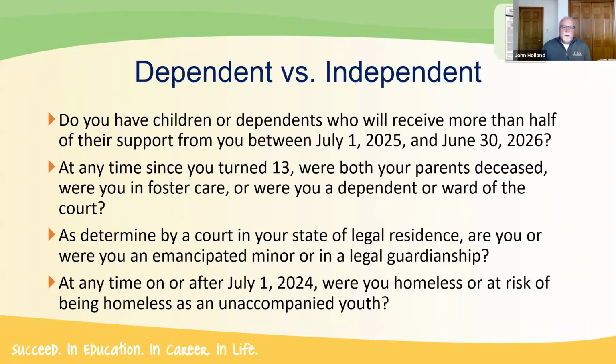So again, if a student could answer yes to any one of these questions, then their parents' information is not used. Now, notice that top question where it asks about children or dependents. They don't just say, do you have any children? They say, do you have any children or dependents who will receive more than half their support from you for this next year? Now, most high school seniors, not all, but most high school seniors probably have to answer no to these questions. So then the application goes on to ask about parents' information.